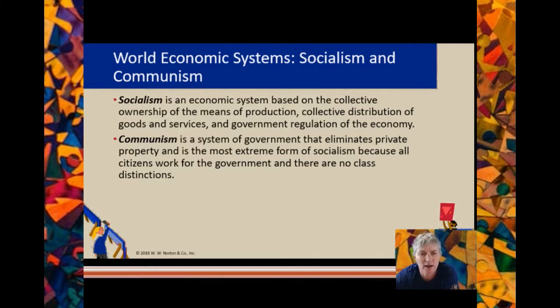Communism, on the other hand, is a system of government that eliminates private property and is the most extreme form of socialism, because all citizens work for the government and there are no class distinctions. I like to think of this as Marx's ideal, but in order for us to get there, we were going to have to evolve as a social unit as well.